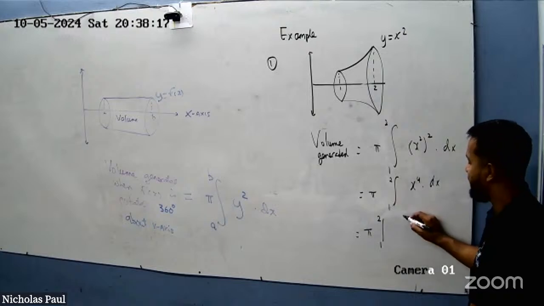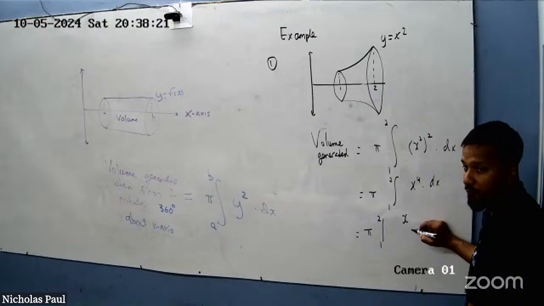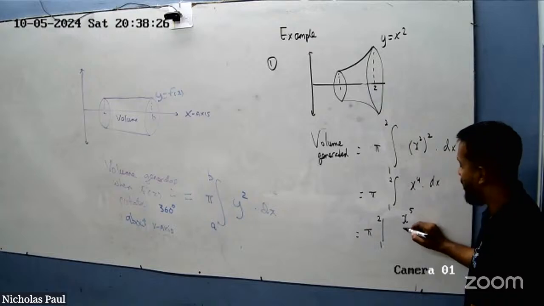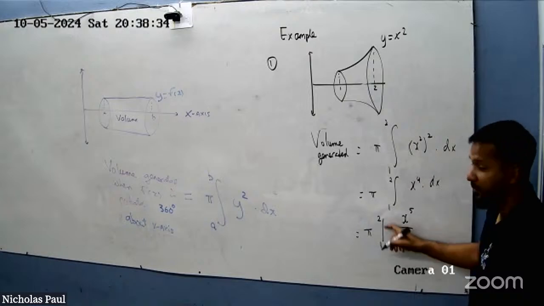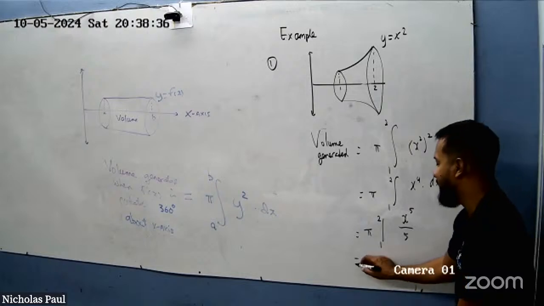What would it be? X to the power of 5 on 5. Anything else? No plus c, because no plus c. You all are telling the man it's not plus c.